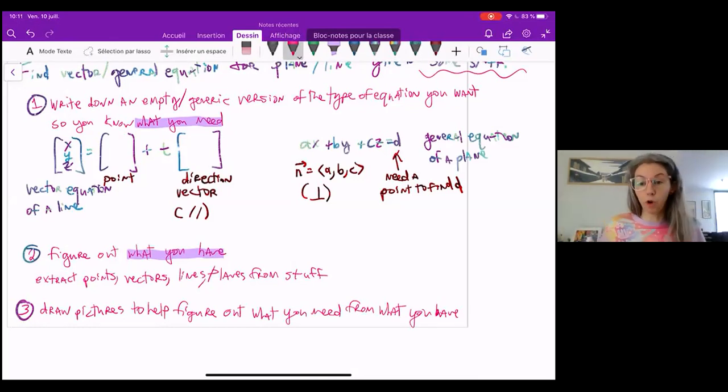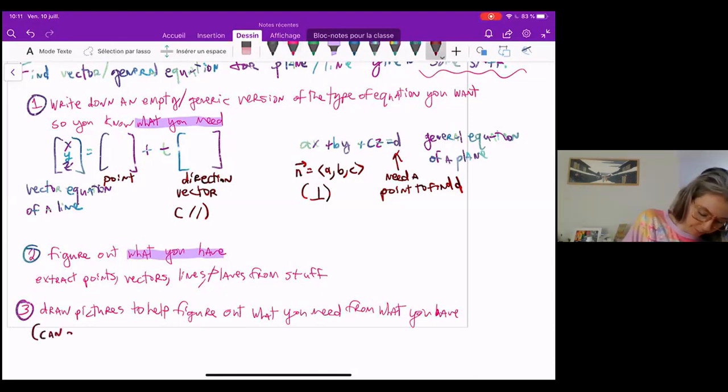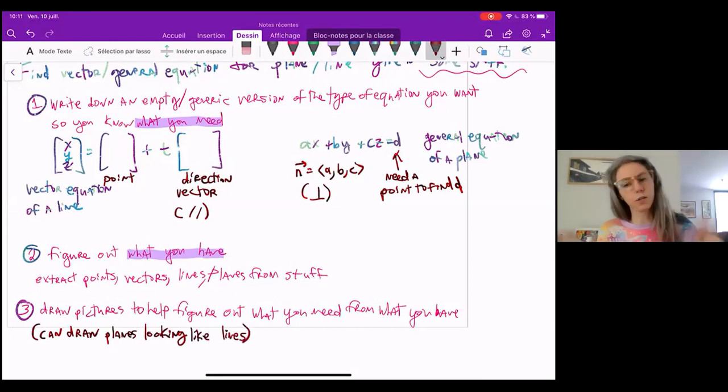Planes are really hard to draw. If you watched my videos that you were supposed to watch, then you know that I can't draw planes. So when I need to draw a plane, I typically just draw it as a line and write P next to it to say, hey, look, this is a plane. So we'll make a note that we can draw planes looking like lines. If you are an amazing artist, great, go ahead, draw your planes.